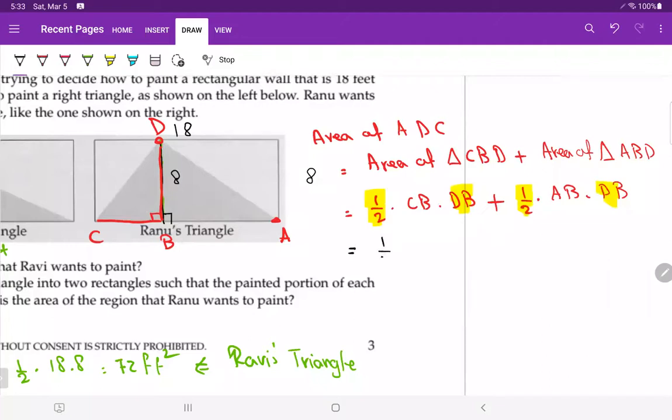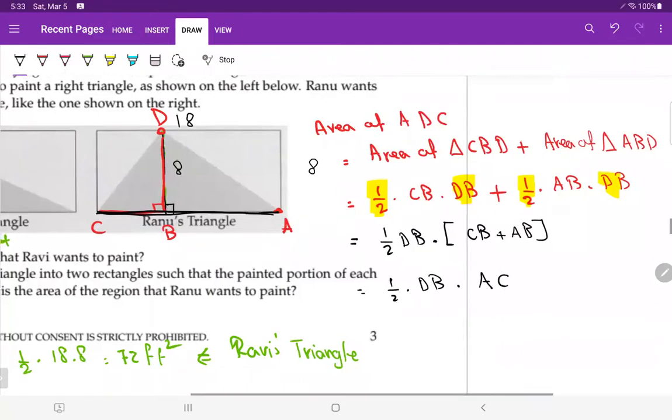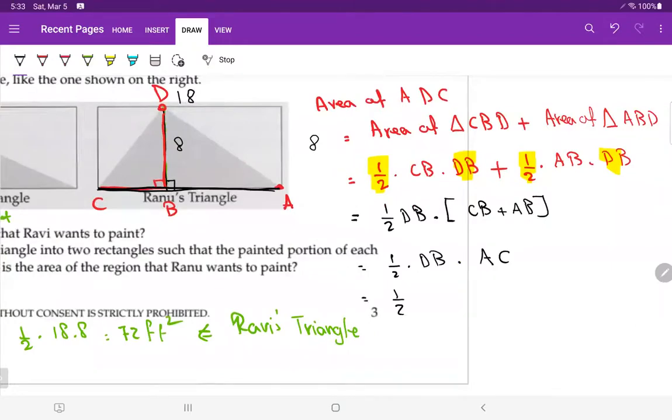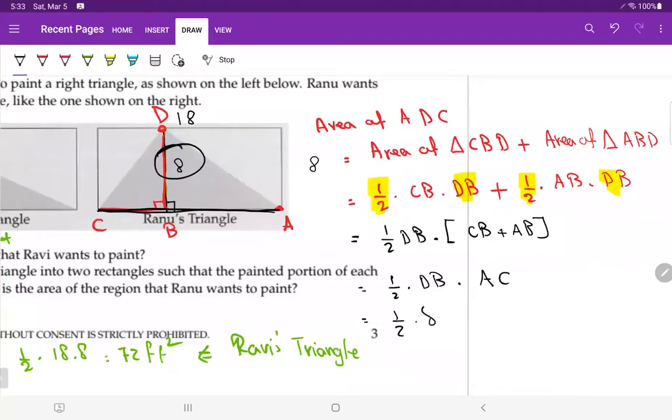So let's pull half and DB out as a common factor. What is left? CB plus AB. What is CB plus AB? The whole thing, so this is equal to half times DB times AC. Now, do we know this information? Yes, we know. DB is 8, AC is 18. So the answer is 72 square feet. So we got the same answer, basically.